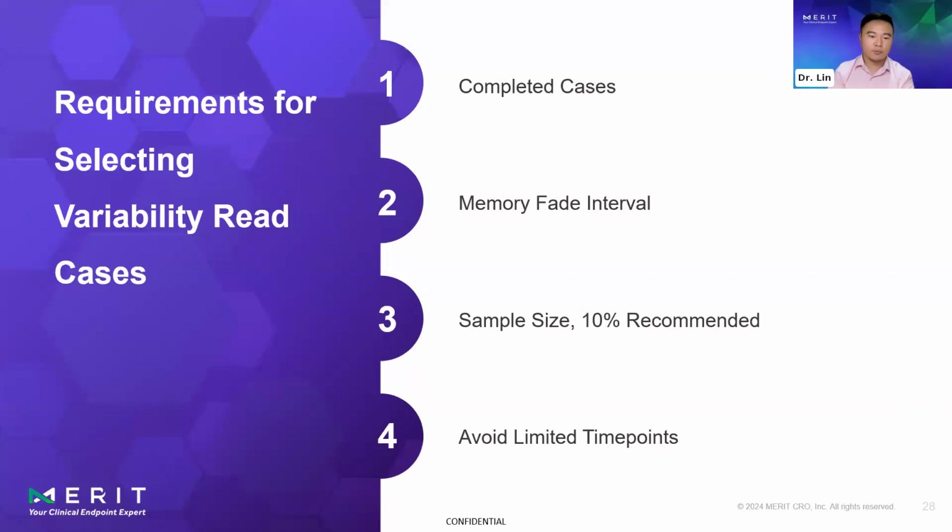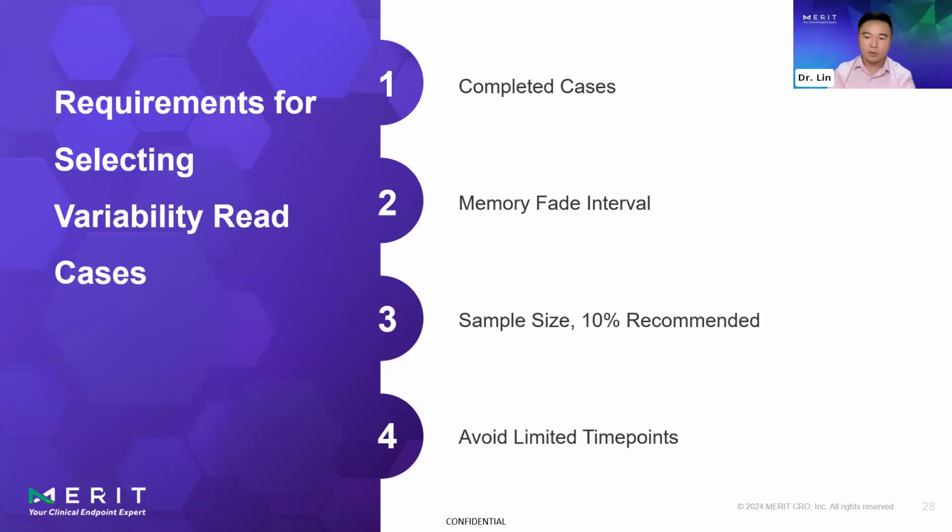Okay, here is a summary of the requirements of selecting QC read tasks for variability assessment cases. Number one is completed cases. The selected cases should represent participants who have completed the trial and will no longer have new imaging data uploaded. And also number two, the memory fade interval. The variability read should be conducted at least 4 to 6 weeks after the initial image is read to allow sufficient memory fade and minimize the influence of recall bias.